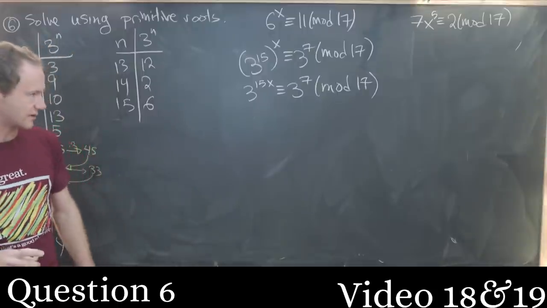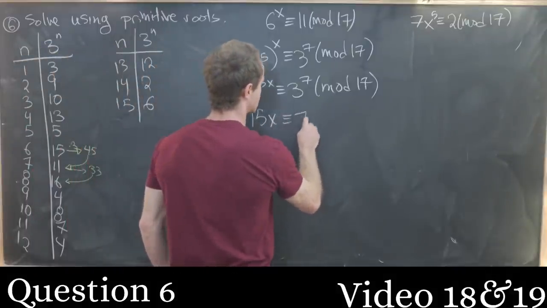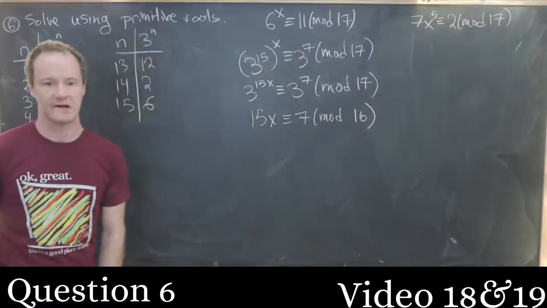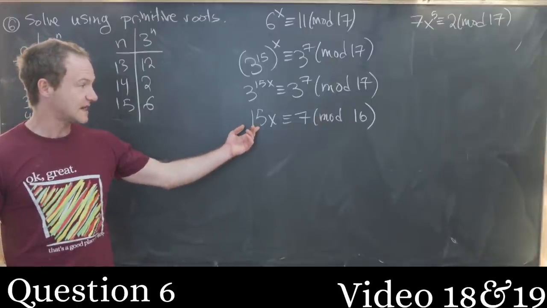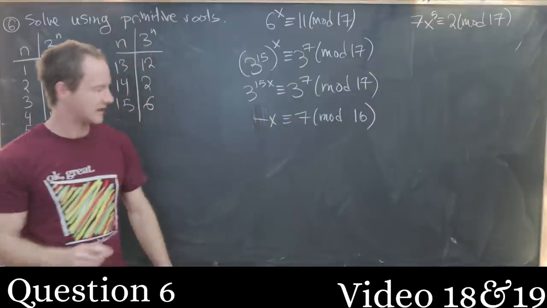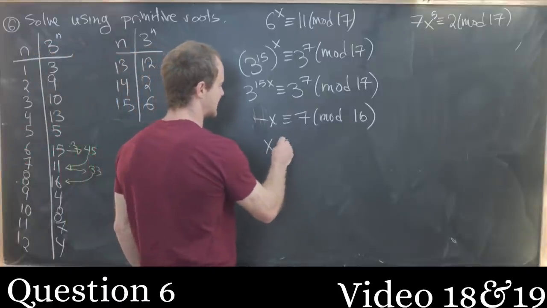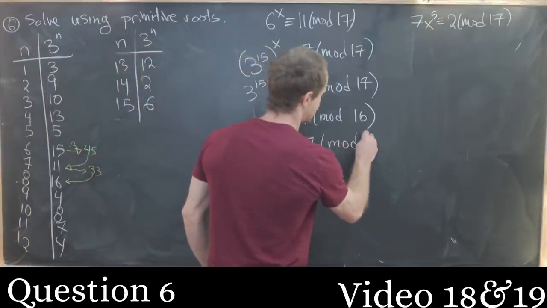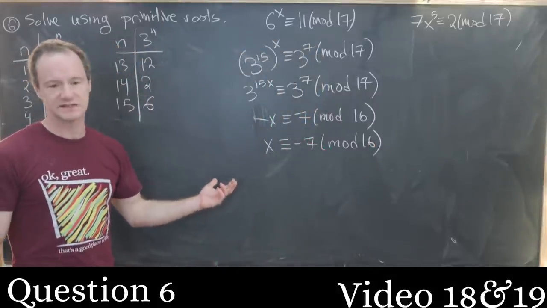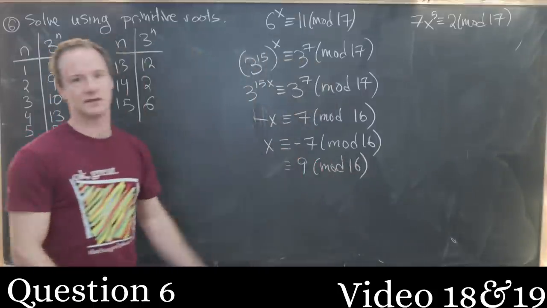Now we can take the discrete logarithm or the index. We can just extract exponents. That's going to give us 15x is congruent to 7 mod phi of 17, which is 16. Okay, but now look at this. 15 is 1 less than 16, but that makes it negative 1. So I can erase that 15 and put just negative 1. But now I can multiply both sides by negative 1. That gives me x is congruent to negative 7 mod 16. But we probably like that written as a number between 0 and 16, that means x is congruent to 9 mod 16, just by adding 16 to that, right?